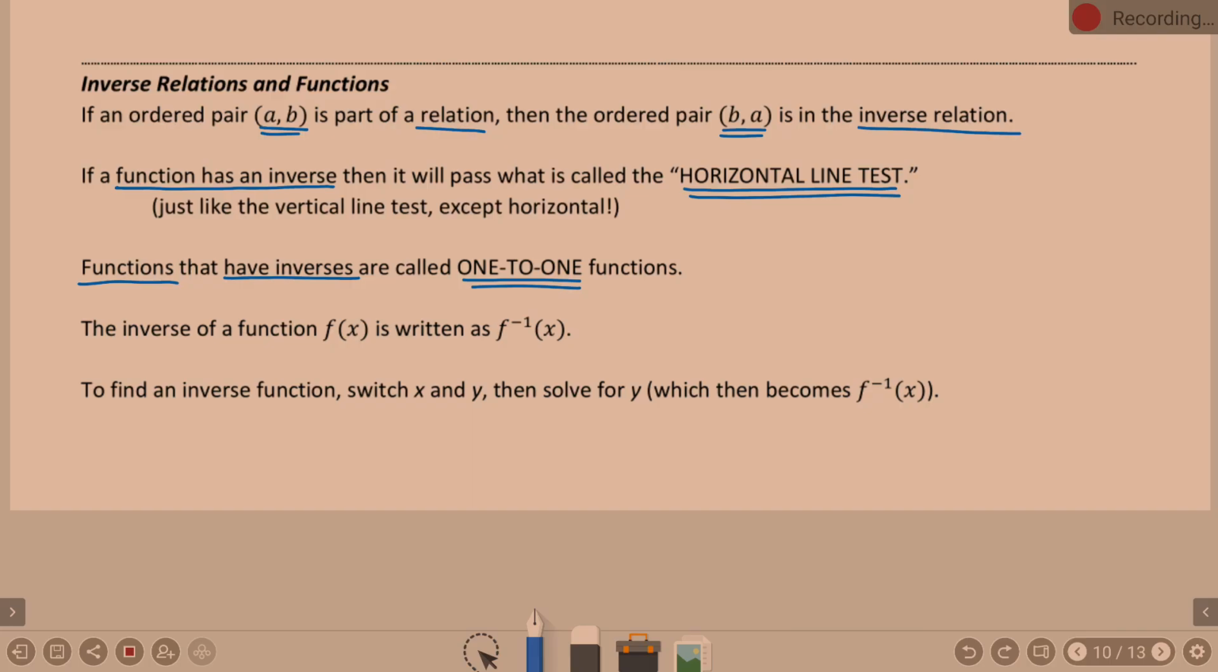The inverse of a function is written as f inverse of x. So you put that little -1 outside the f. You did see that in algebra 2. To find an inverse, you're going to switch x and y and then solve for y. And that function becomes your inverse. We're going to do some of that on the back side of the notes. I know you did that in algebra 2. Not saying you remember it, but you've seen it.